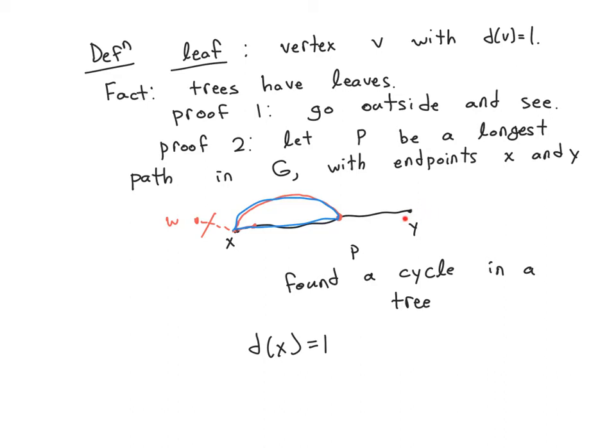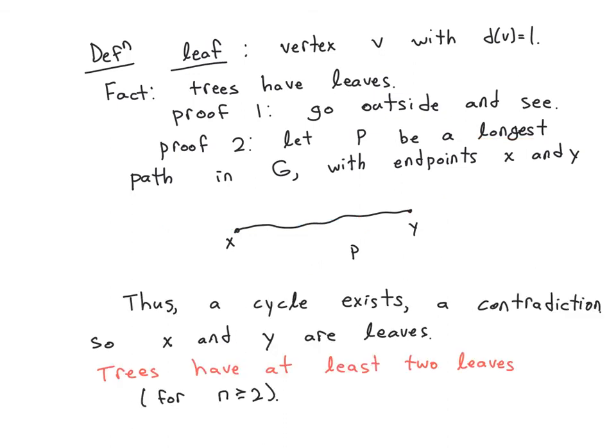Notice here that the exact same argument actually applies to y as well. If the degree of y were bigger than 1, then y has to be adjacent to another vertex. If it's adjacent to a vertex that was off the path, then you would be able to construct a longer path, which contradicts the definition of longest. So it would have to have a neighbor or an edge to an endpoint on the path, and then you would have constructed a cycle, which is a contradiction. So the degree of y is also 1. So overall, we see that a cycle exists, which is a contradiction. So in fact, x and y are leaves.